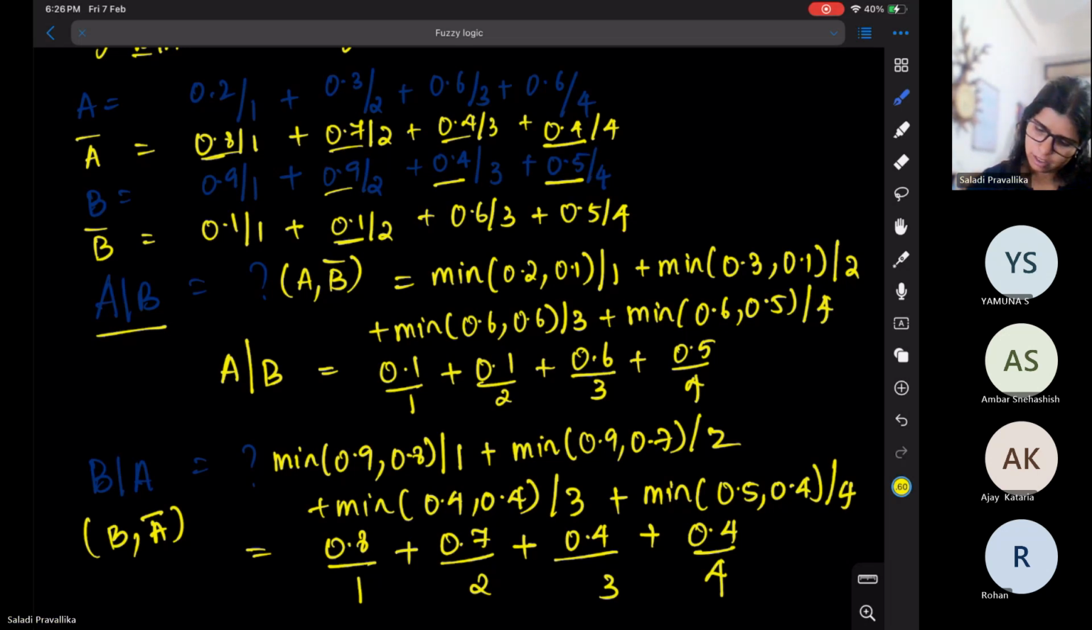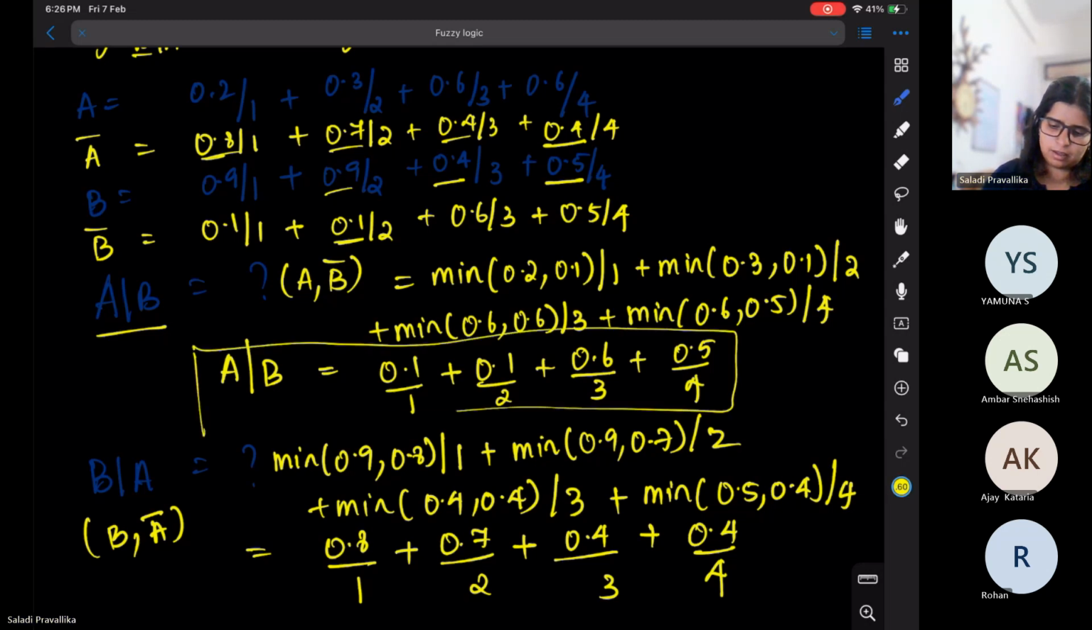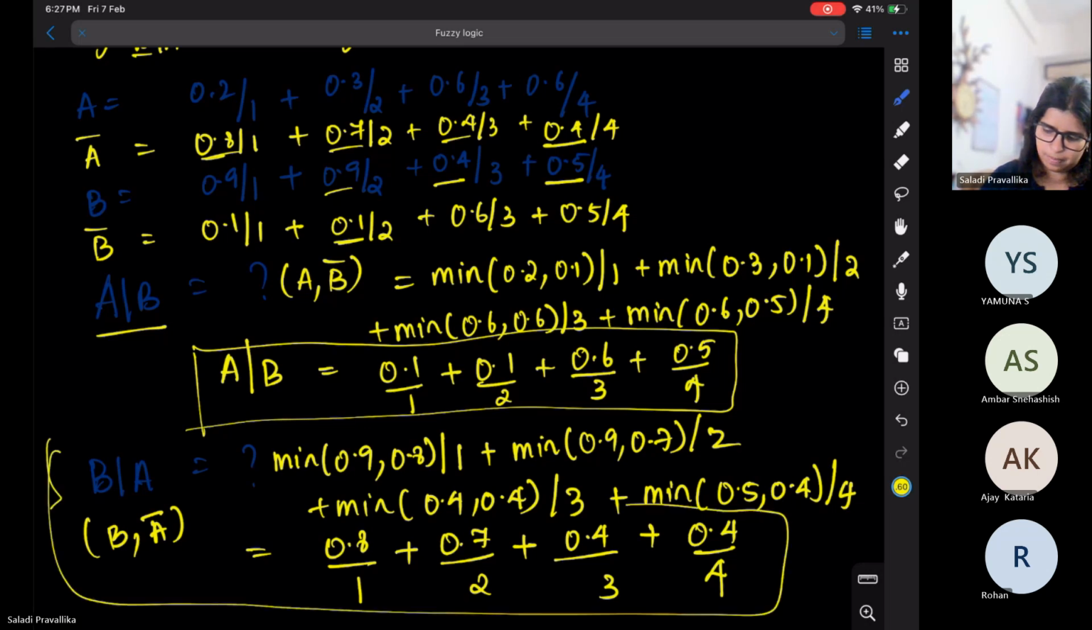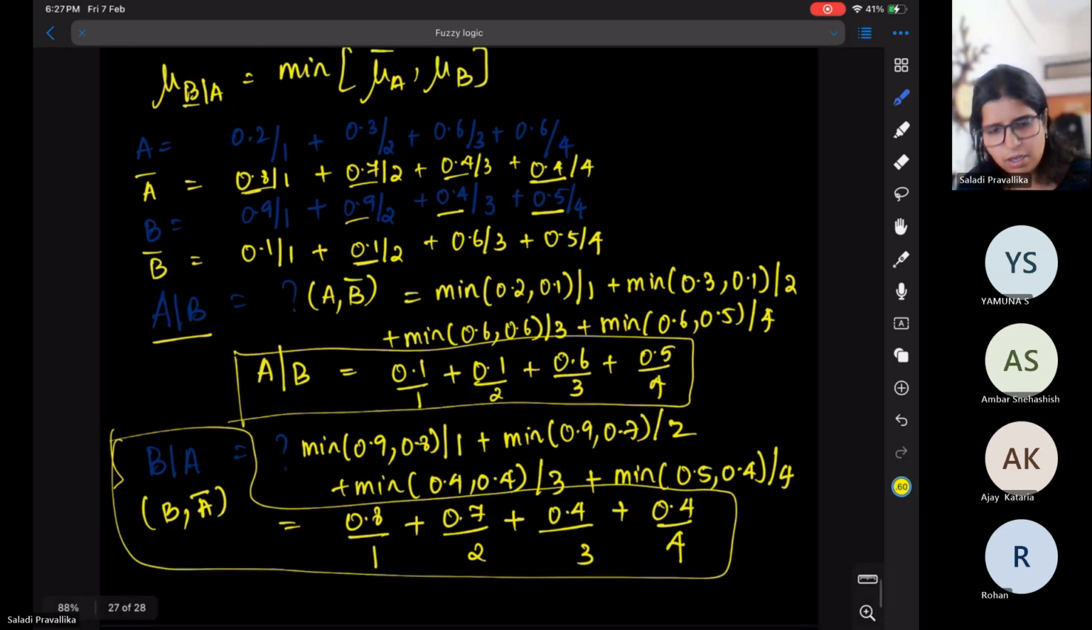Right? So if you see, A minus B and B minus A are entirely different. They are not the same. Right? So these are the differences of fuzzy sets.